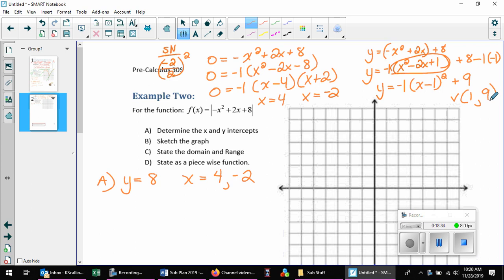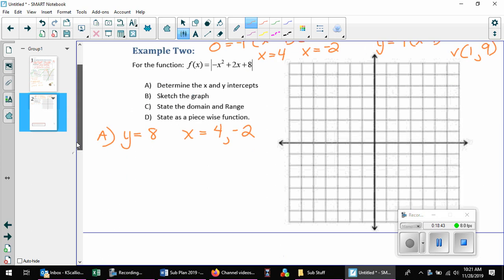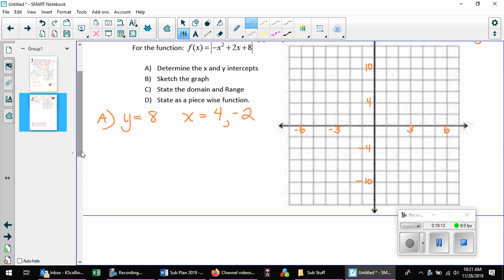Which way is my graph open? A little bit. Not happy about this, but we'll get through it. Okay, so I need to do some fancy numbering. All right, I hope that's enough. So I went up by 1s on my x-axis, and I went up by 2s on my y, just because I need some space to get to 9.